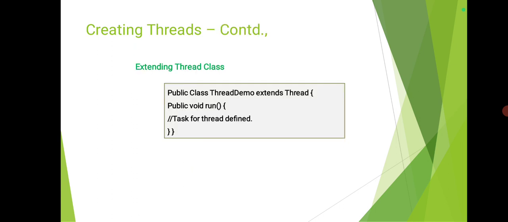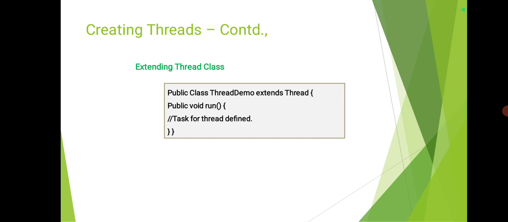And the second one is extending the thread class. So public class ThreadDemo, where ThreadDemo is the class name, extends Thread, where Thread is the class. ThreadDemo is the user defined class name, so whatever you wish, we can give. So ThreadDemo extends Thread. Here we have a public void run and the thread body defined. Here we can define anything.